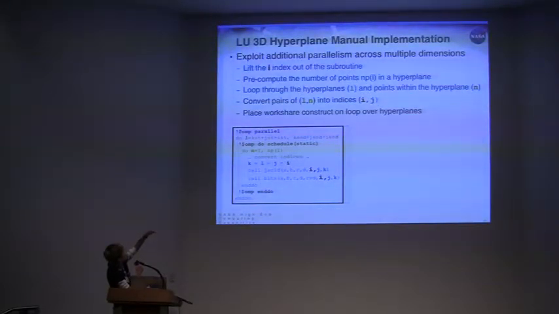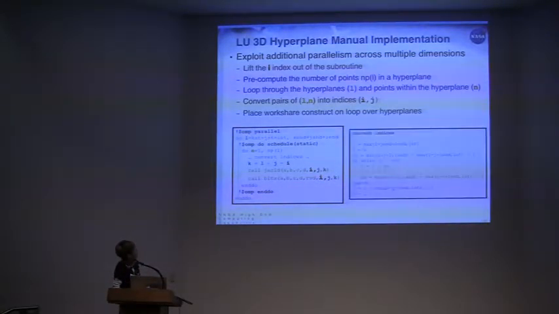So you lift this I out, you pre-compute the number of points in all of the hyperplanes, you loop through the hyperplanes and the points within the hyperplane, and you convert this pair of indices L and N into indices I and J, and then you get your K like this. And just trust me, this is correct, okay? And this conversion is ugly. Very, very ugly. I just show you the code snippet here.